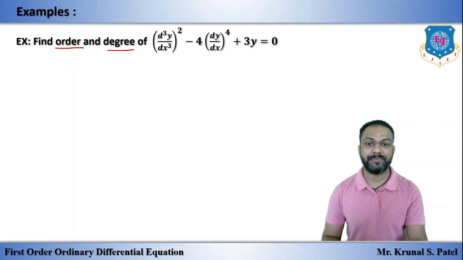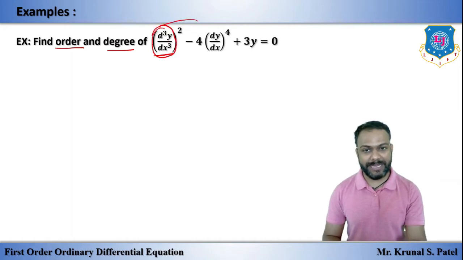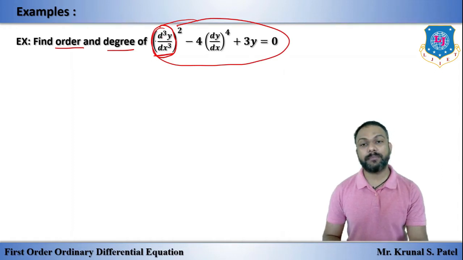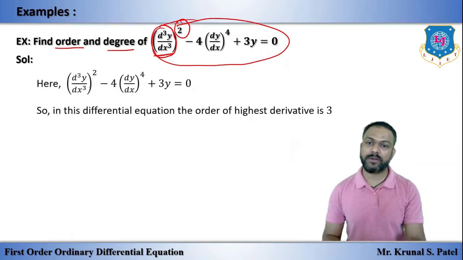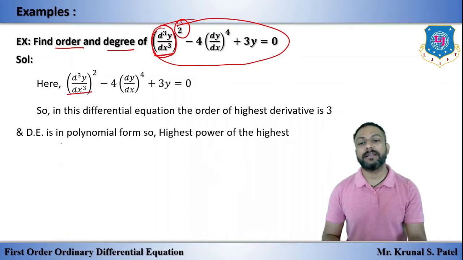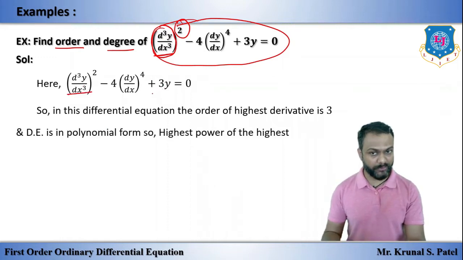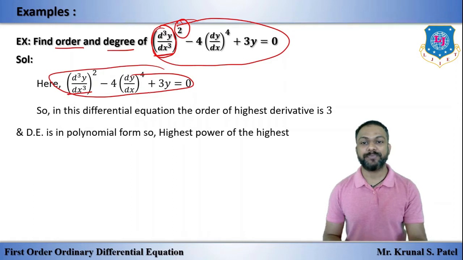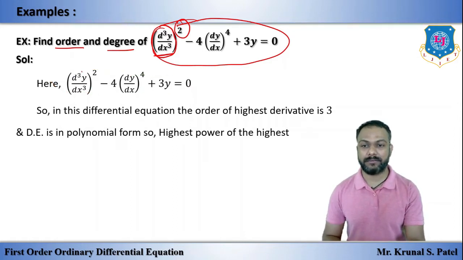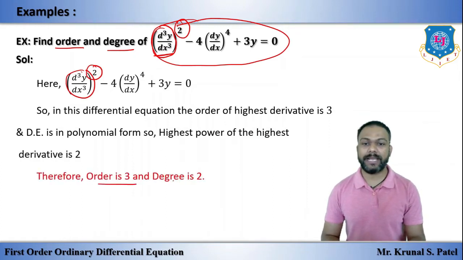Here you can see that the highest order derivative is this, and its order is 3. So the order of this entire differential equation is 3, and the power of this highest derivative is 2, so the degree is 2. This differential equation is in polynomial form, that means it is free from fractions and radicals, so we can find the degree. So we have order 3 and degree 2.